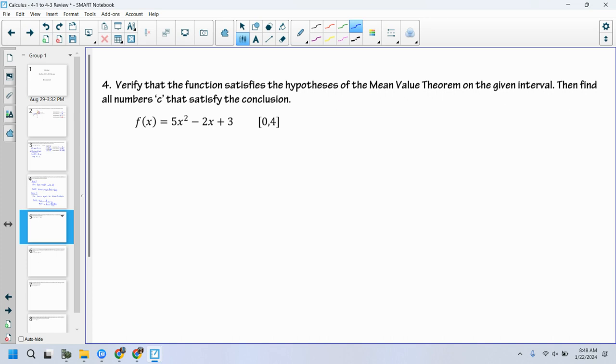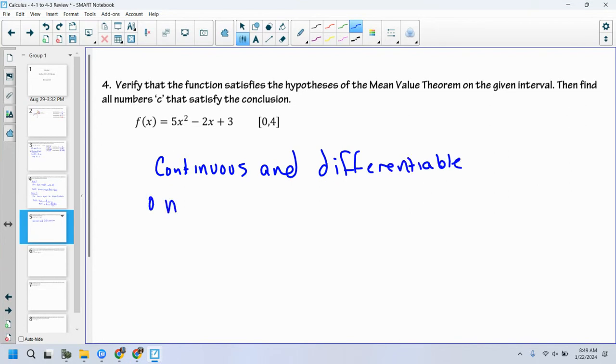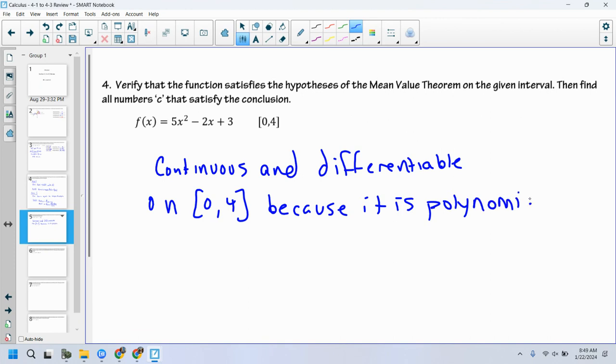It is continuous and differentiable on 0 to 4 because it is polynomial. That's how we know, because of the makeup of the function. It's polynomial, so therefore it's got to be continuous and it's got to be differentiable. There's no gaps, breaks, weird things going on.